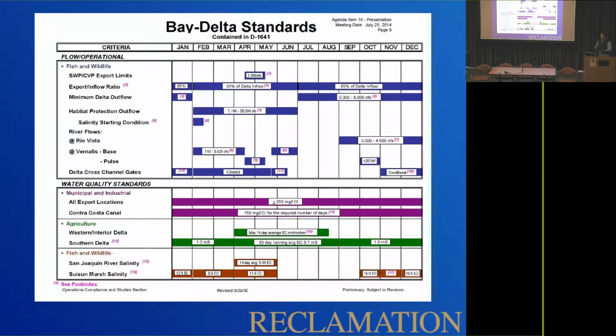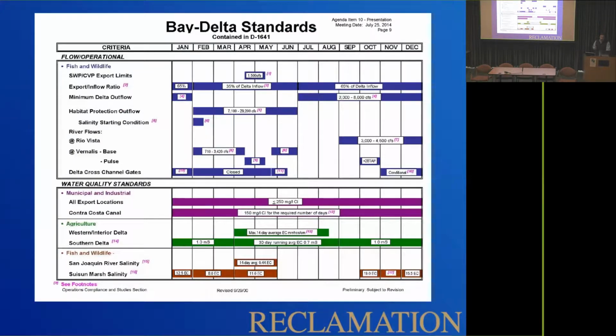There are a lot of Bay Delta standards that are related to environmental standards. So not just water quality. So the bottom part of this table, this is the D1641 water quality permit terms for the Bay Delta. The standards on the bottom are the water quality standards, but the purpose for the ones on the top are really related to fish and wildlife.